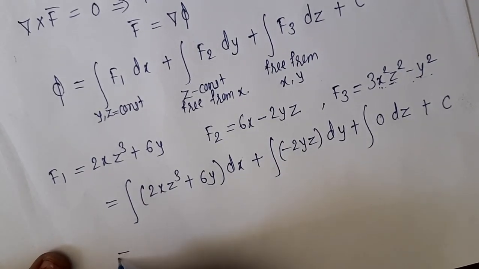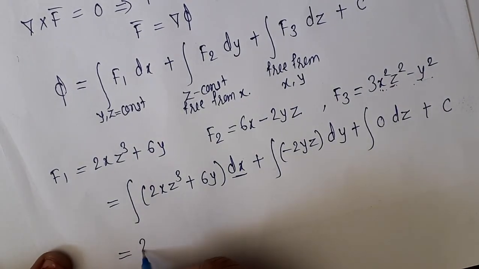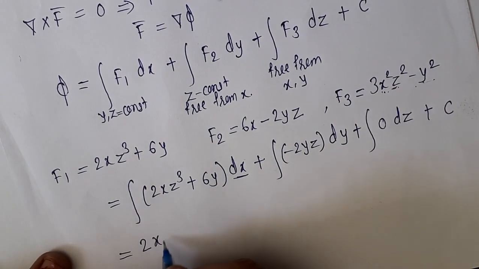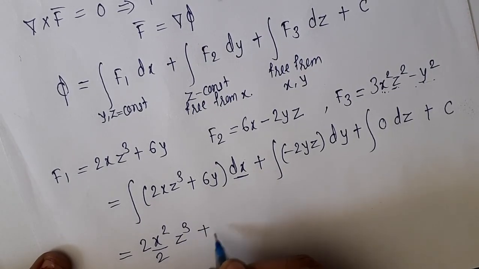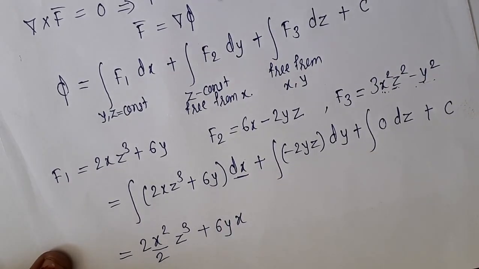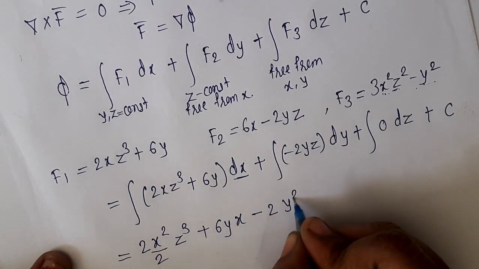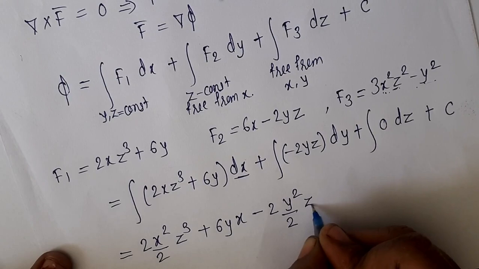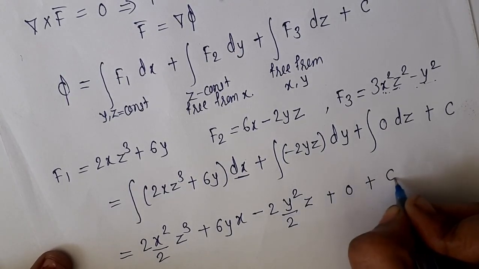Now find the integration. The integration is with respect to x, so the remaining terms are constant. Here 2 as it is, the integration of x is x²/2, and z³ as it is, plus 6y as it is, the integration of dx is x, minus 2 as it is, the integration of y is y²/2, and z as it is, and then the next term is 0 plus c.